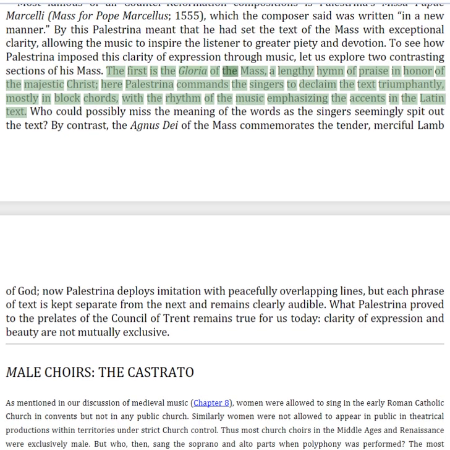The first is the Gloria of the Mass, a lengthy hymn of praise in honor of the majestic Christ. Here Palestrina commands the singers to declaim the text triumphantly, mostly in block chords, with the rhythm of the music emphasizing the accents in the Latin text.